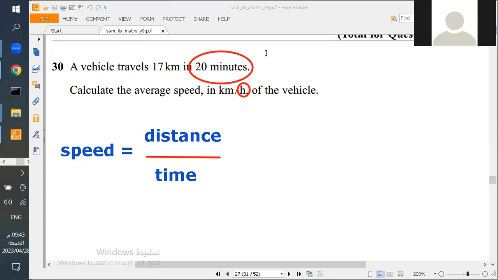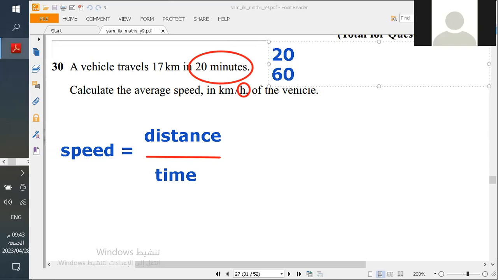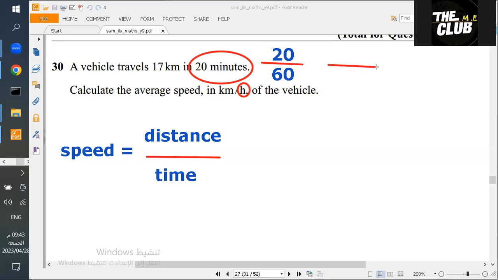Smaller into bigger, so we divide. Divide 20 by what? By 60. Yes. It comes to 0.333, which is 1 over 3. So instead of 17 over 0.3, let's do 1 over 3. Let's work with a fraction so we don't lose numbers. If you work with a fraction, you don't lose anything. So it means 1/3 of an hour.